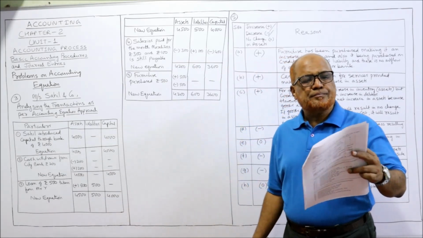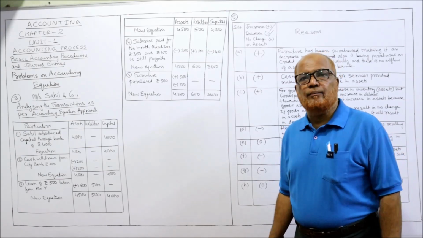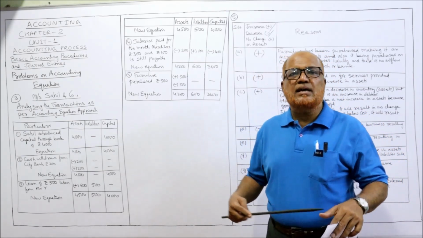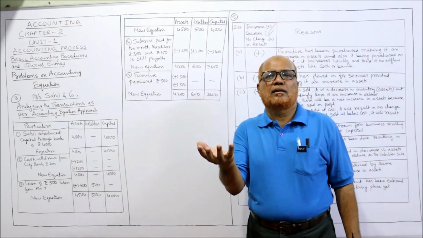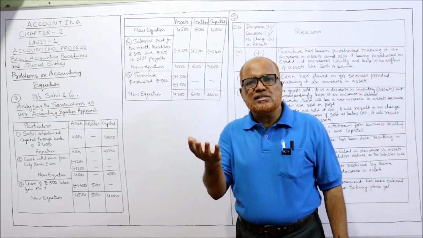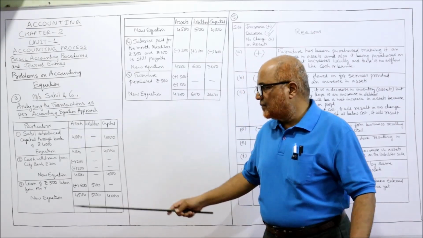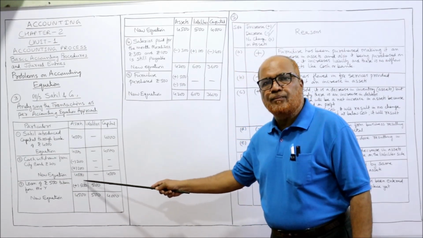Now third, loan of rupees 500 taken from Mr. Y. It's a liability. Loan taken. When a loan is taken, our assets are increasing because cash is coming in. Cash is an asset, so it will increase the assets. Loan taken, 500 from Mr. Y. Assets will increase by 500.